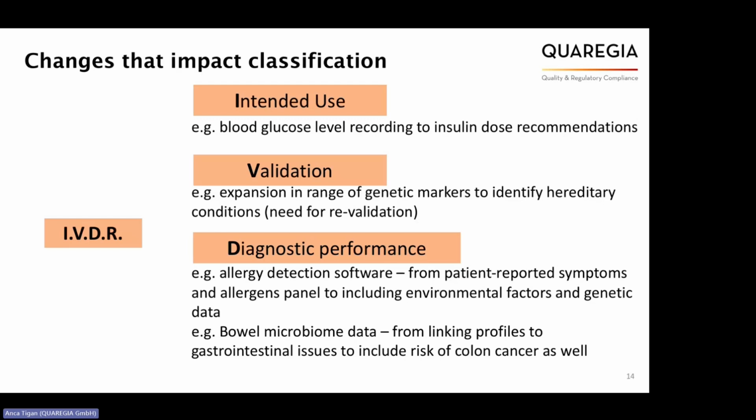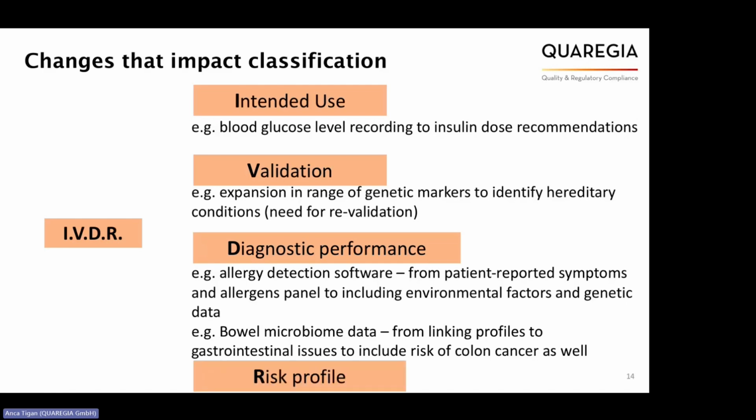Another example, a software that analyzes bowel microbiome data. If initially the software just links user profiles to gastrointestinal issues, and the software is then upgraded or improved to also be able to include the risk of colon cancer, this would be an increase in diagnostic performance, and this could trigger the need for reclassification. And as I've said, these aspects cannot really be separated from each other, because an increase in diagnostic performance could trigger the need for revalidation and would implicitly mean a change in intended use.